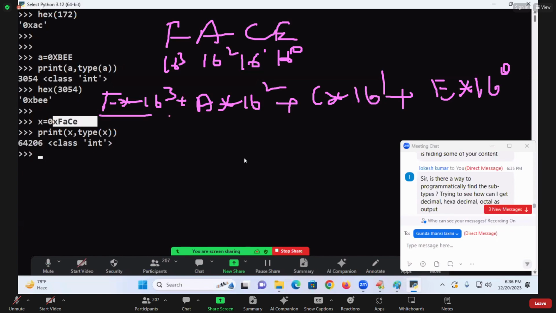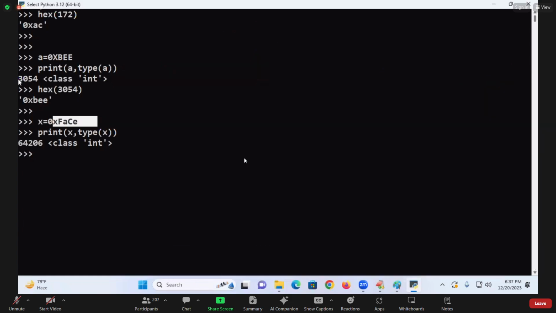So you are going to do this multiplication properly without mistakes. If you make small mistakes in multiplication, we can't do anything else. Are you following me? So done. And what do you get for the hex? 64,206. So you are going to get the answer something like this.